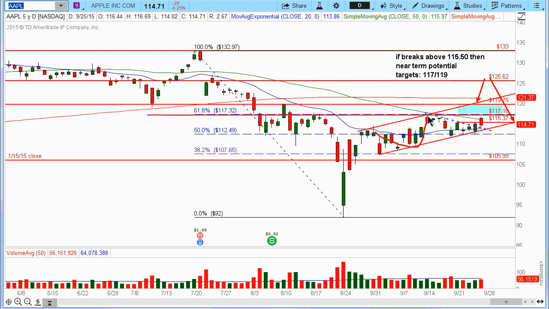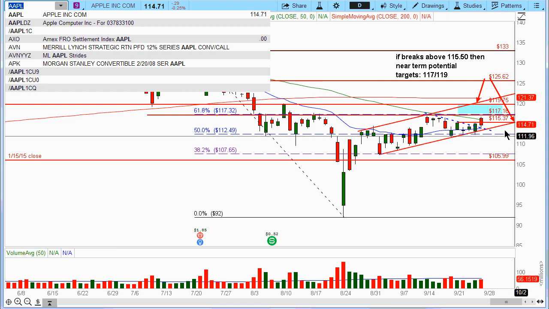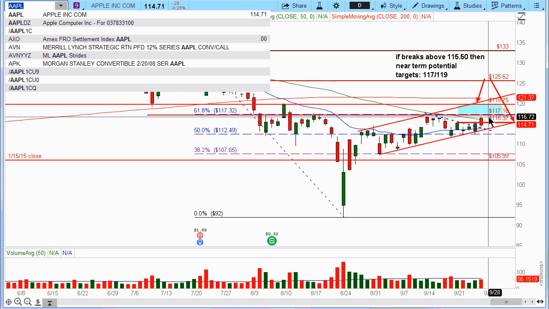Because I've got this little channel here, and I've been saying that if it breaks above this pivot high somewhere around 115.37, so essentially I'm saying that if it could go up to 115.50, then there's a good chance that we might see it come back up and at least take out this 117 and possibly get up to this 119 area here, this particular resistance level, if not higher. So I'm going to keep an eye on Apple.